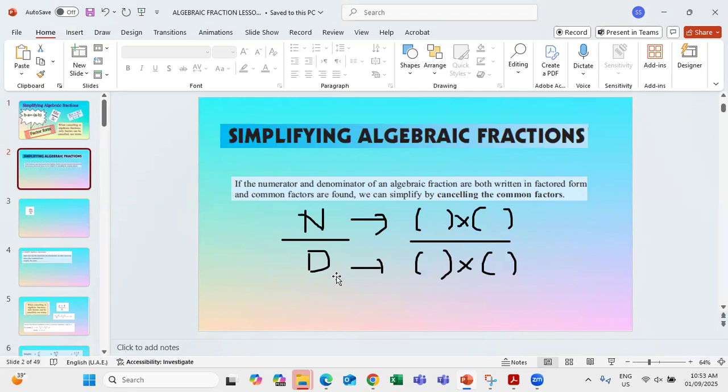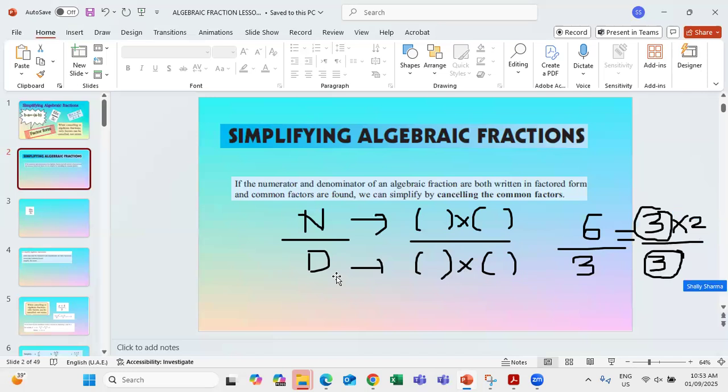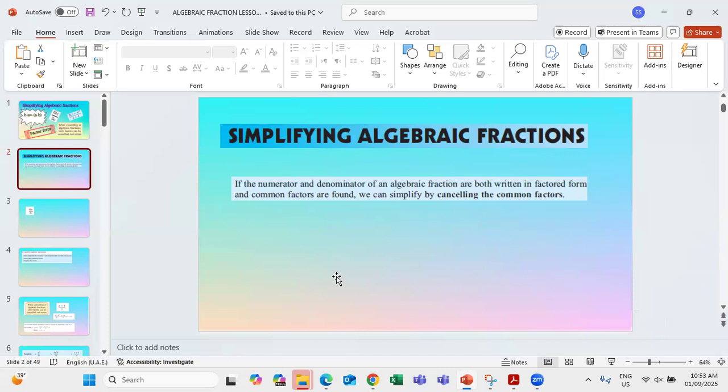For example, if you have an arithmetic fraction 6 over 3, I can write this 6 as 3 times 2. I am writing it in factored form, and then I can see there is a common factor 3 in both the numerator and denominator, so I can cancel them out. So the final result will be just 2. We follow the same approach for algebraic fractions. So here let's take one example.